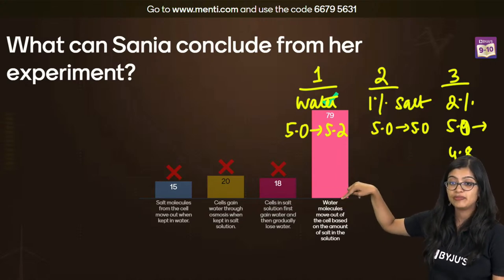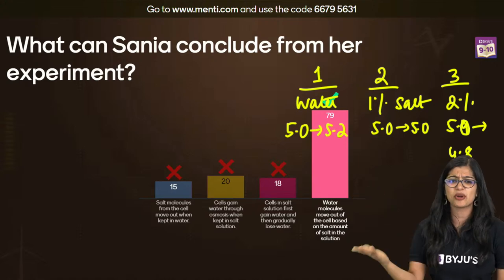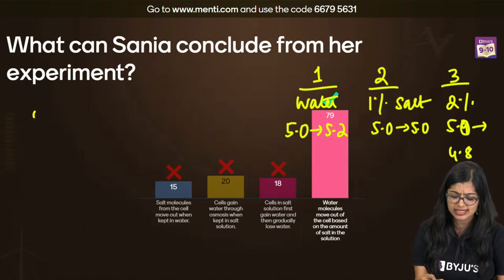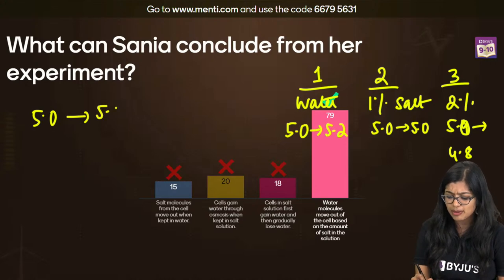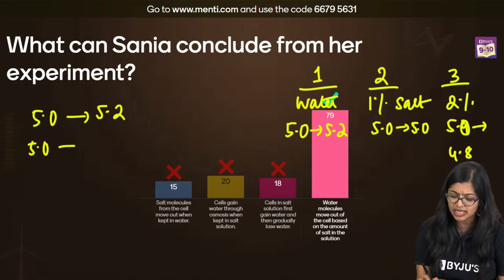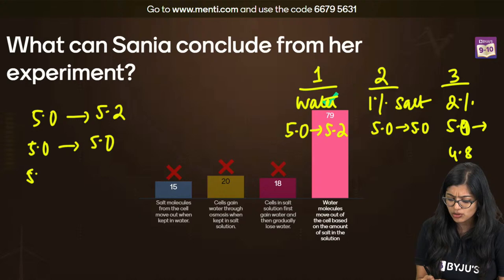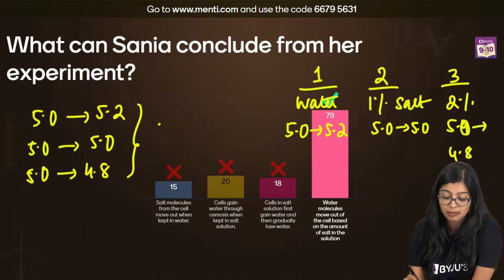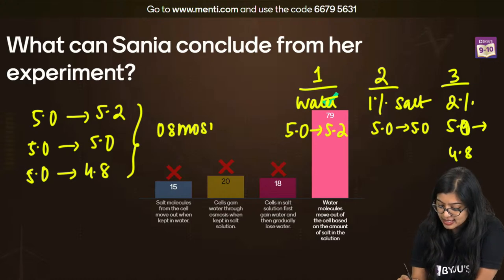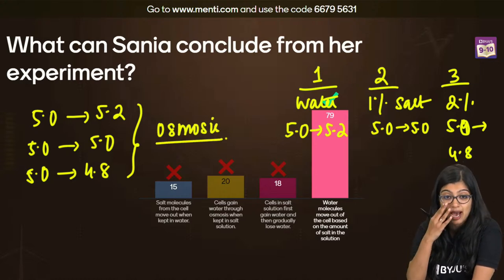Then I saw the table. What was given in the table? They just showed me the difference, right? They just told me that 5 centimeters was there. 5 became 5.2. Another one was telling me 5 became 5 only. Another one told me 5 became 4.8. That means that osmosis is taking place, right? In all the cases, we see that there is osmosis happening.